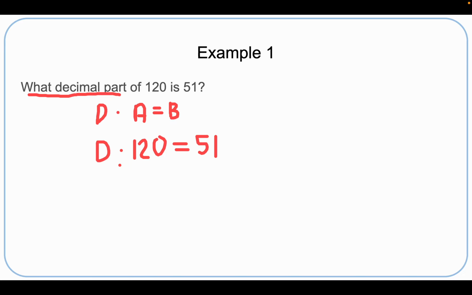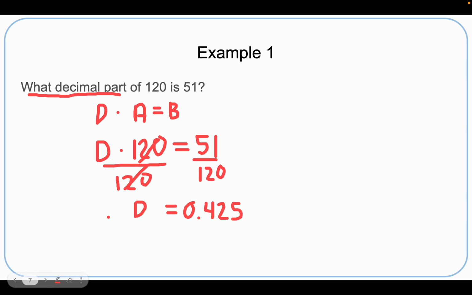Now, to solve for D, all we need to do is divide both sides of our equation by 120. What we do to one side, we need to do to the other. So when you do this division, our 120 cancels out, and you're just left with our variable D. And then I already figured these out with the calculator earlier, and that leaves us with 0.425. And that is our decimal part of that question.